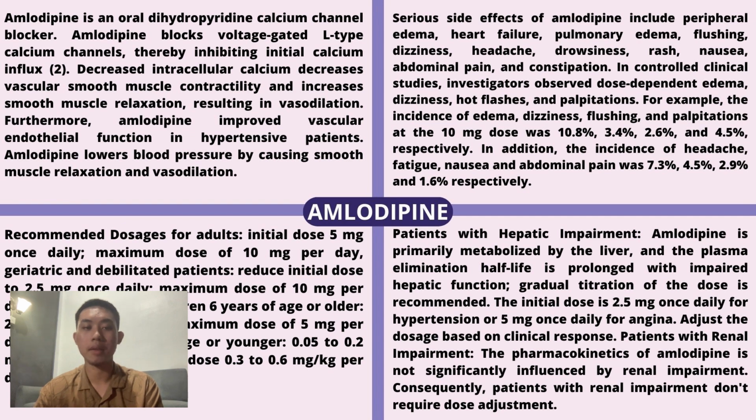Patients with renal impairment: the pharmacokinetics of amlodipine is not significantly influenced by renal impairment. Consequently, patients with renal impairment don't require dose adjustment. In patients with heart failure, amlodipine can cause pulmonary edema and shortness of breath.